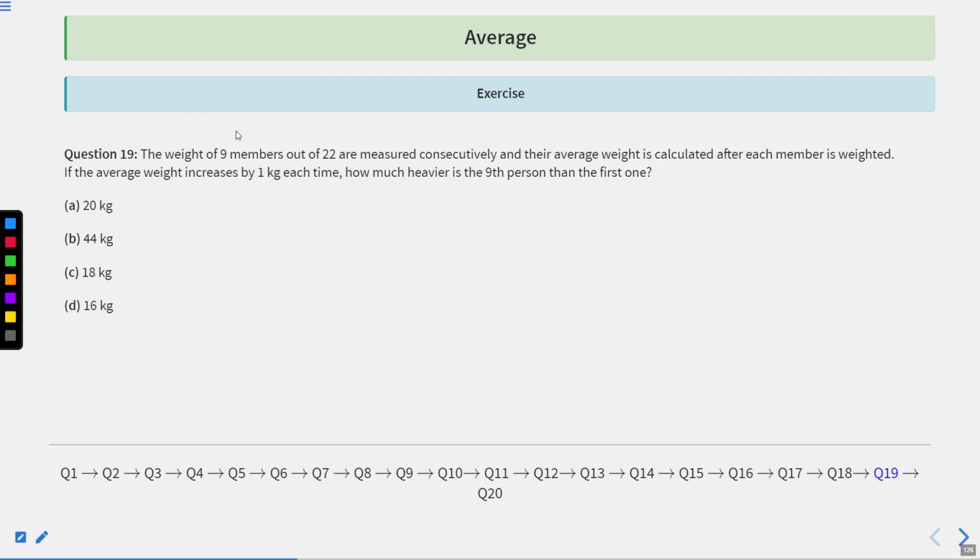Question number 19. The weight of 9 members out of 22 are measured consecutively and their average weight is calculated after each member is weighed. If the average weight increases by 1 kg each time, how much heavier is the ninth person than the first person?